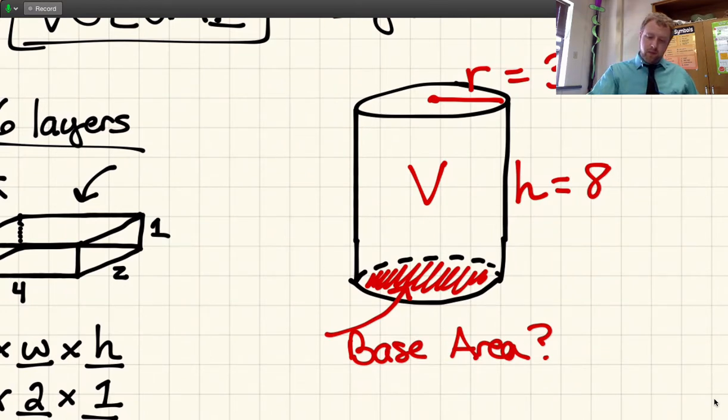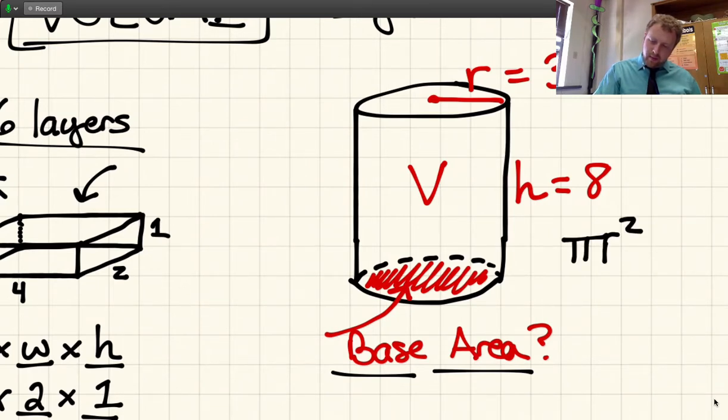Savannah? You would define the circumference first? Not the circumference. What am I finding? The base. Look up there. The base area. So you'd find the area of the circle. Do you remember the formula? Yeah. What is it? Pi r squared. Yeah, that's what I meant. Okay, that's the base area.